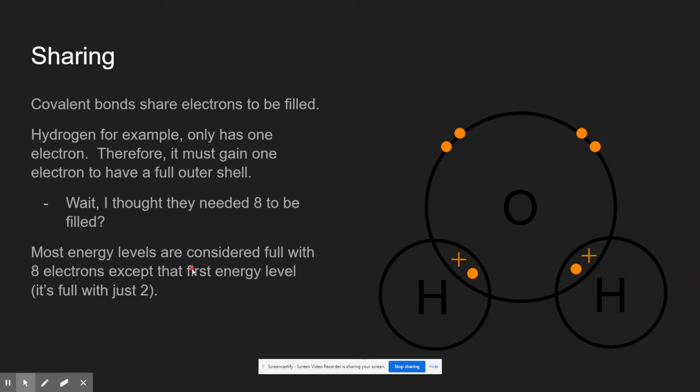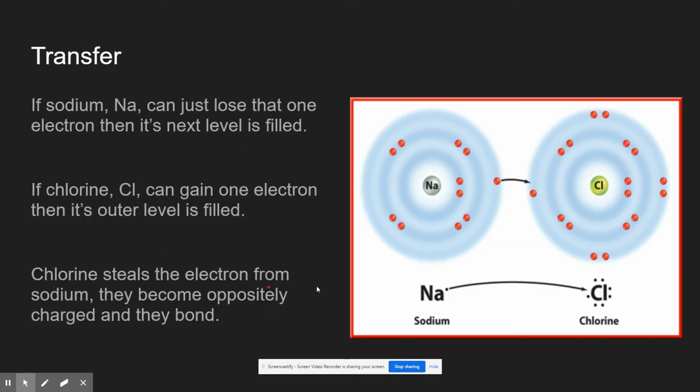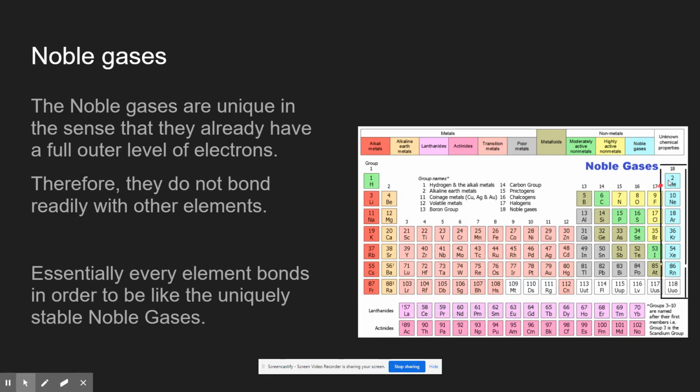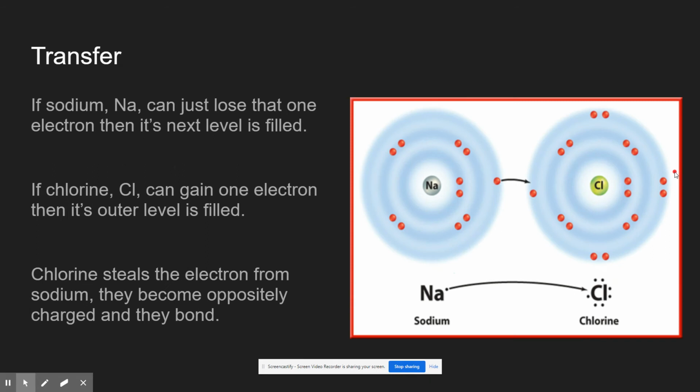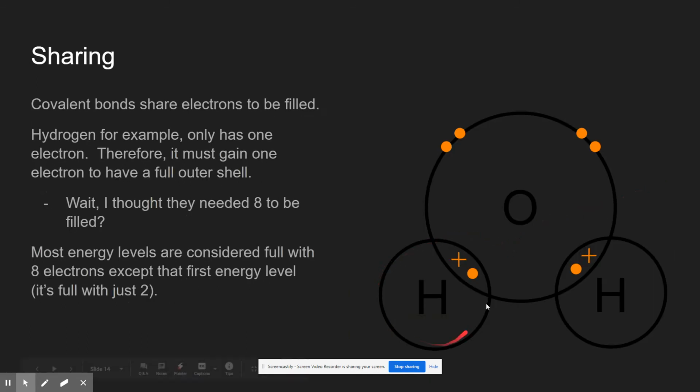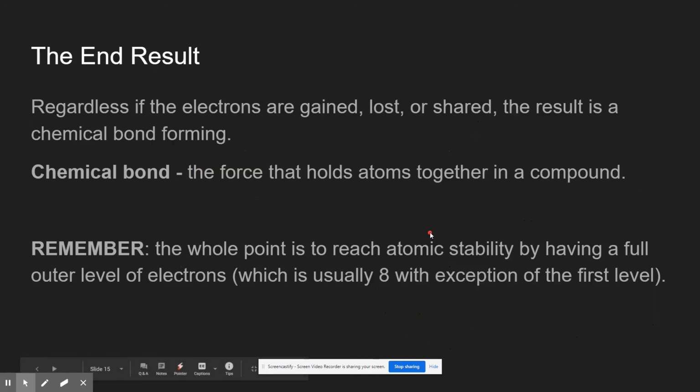We talked about this a little bit in the last unit. We said helium's stupid for being in this noble gases group, because remember that first energy level is filled with 2. That's the only level that does not obey the octet rule. That first energy level is just filled with just 2 electrons.